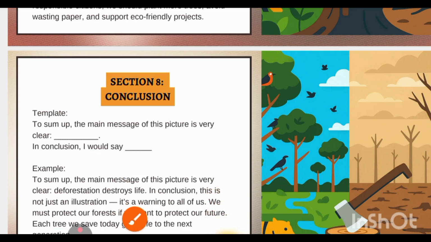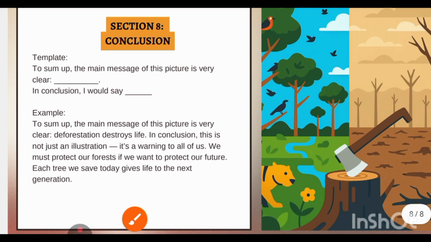Last but not the least is the conclusion. So you can use these words to sum up in conclusion. You can say, to sum up, the main message of this picture is very clear: deforestation destroys life. In case you want to add more details, you can say, in conclusion, this is not just an illustration. Acha. Here, always remember one thing.